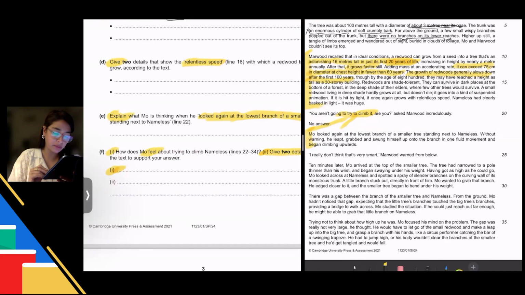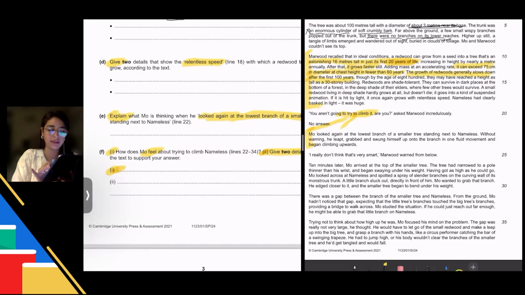There was a gap between the branch of the smaller tree and Nameless. From the ground, Mo hadn't noticed that gap, expecting that the little tree's branches touched the big tree's branches, providing a bridge to walk across. Mo studied the situation. If he could just reach out far enough, he might be able to grab that little branch on Nameless.